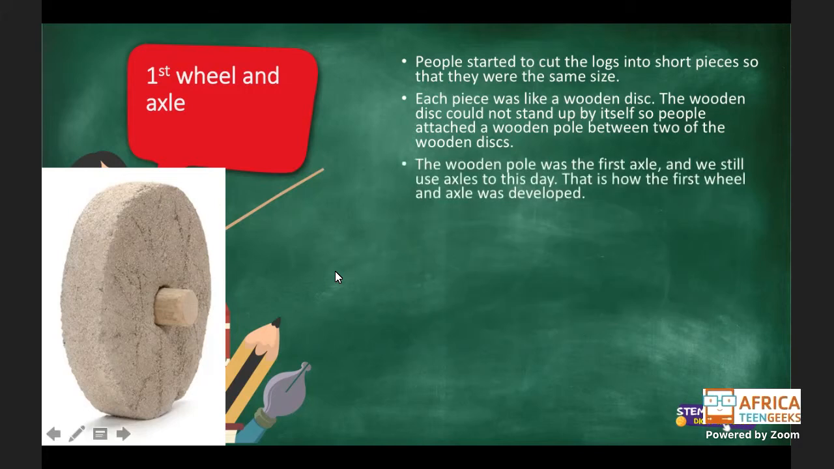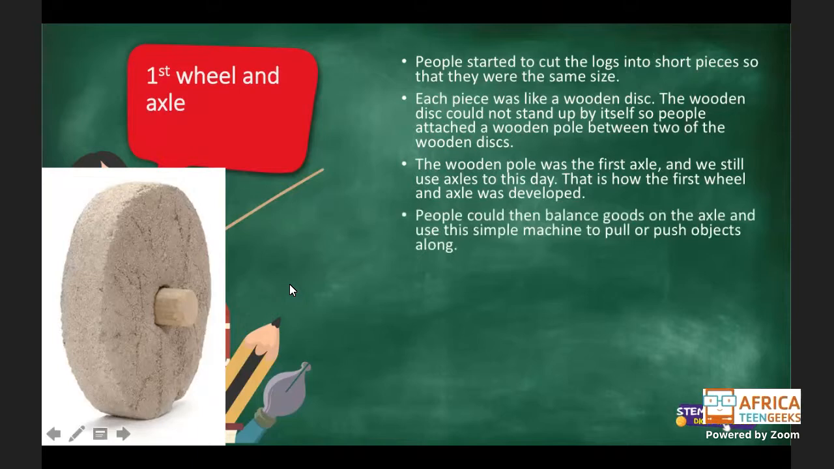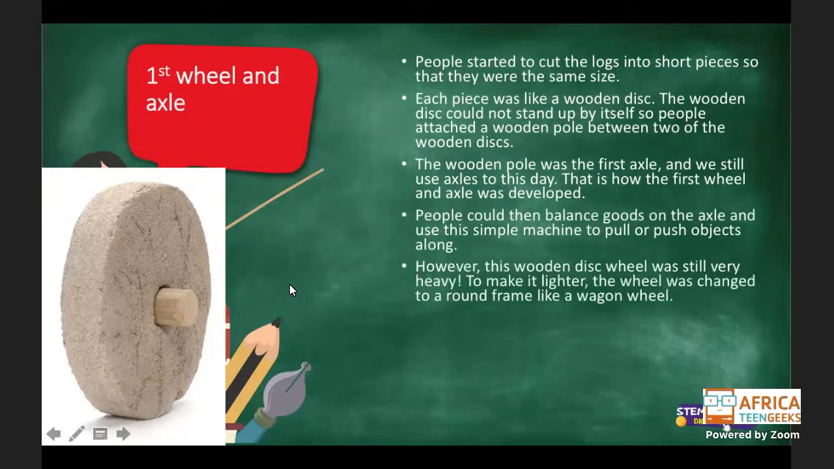Okay, the wooden pole was the first axle, and we still use axles until this day. That is how the first wheel and axle was developed. People could then balance goods on axles and use this simple machine to pull or push objects along. However, this wooden disc wheel was still very heavy.